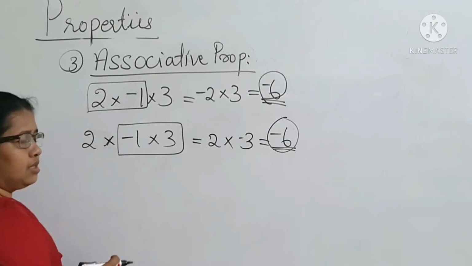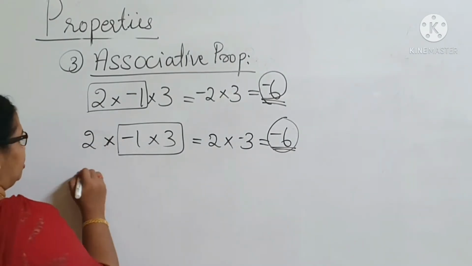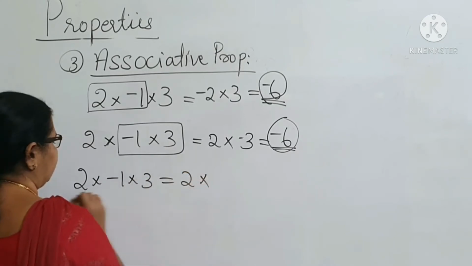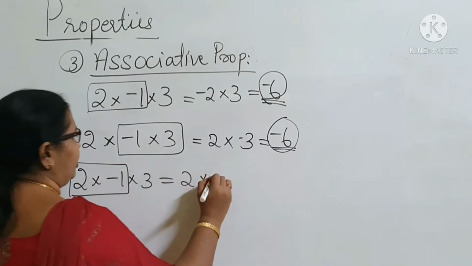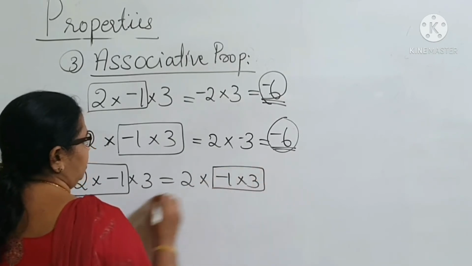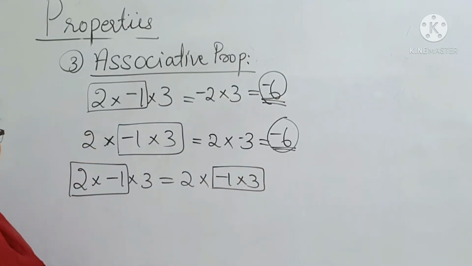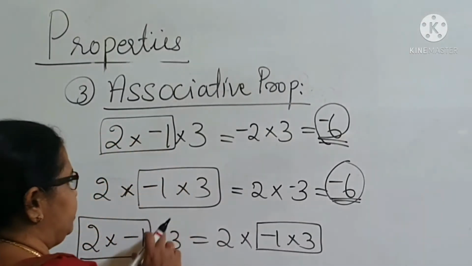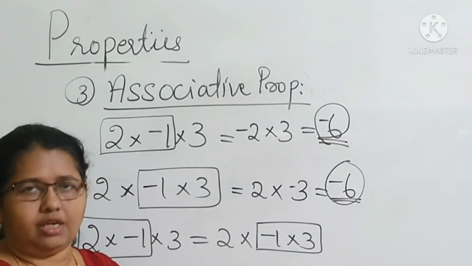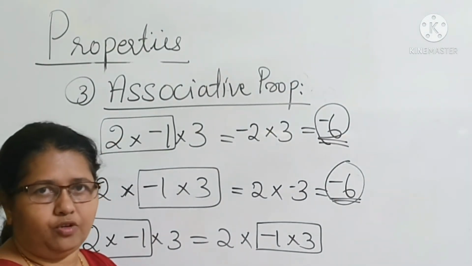In these two cases, same product we got. So 2 into negative 1 into 3 is equal to 2 into negative 1 into 3. That is, we can multiply integers in any order. The product of three integers does not depend upon the grouping of integers, and this is called the associativity for integers.